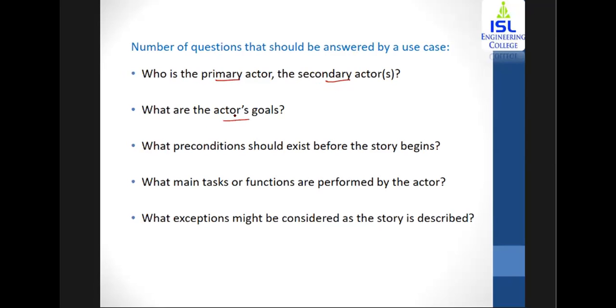What are the actors' goals? Now, when you identify the primary and secondary actor, you need to know what goal is achieved by the primary actor and the secondary actor, whether they are achieving the same goal or they've got different tasks.